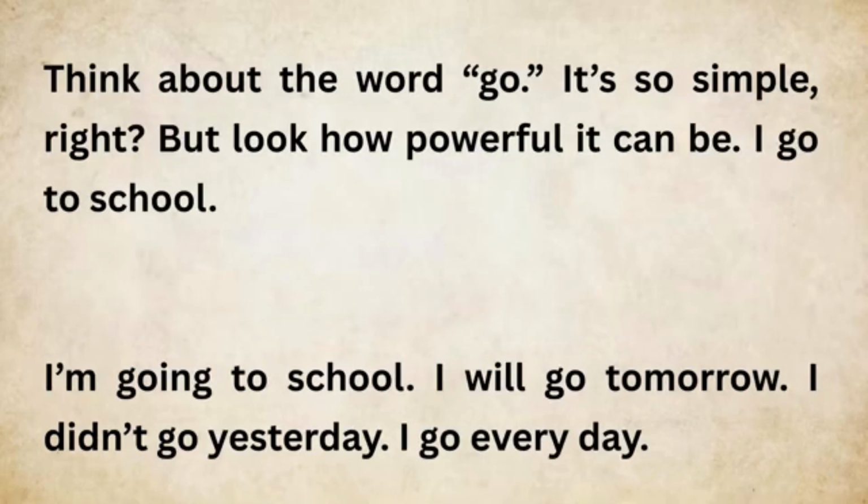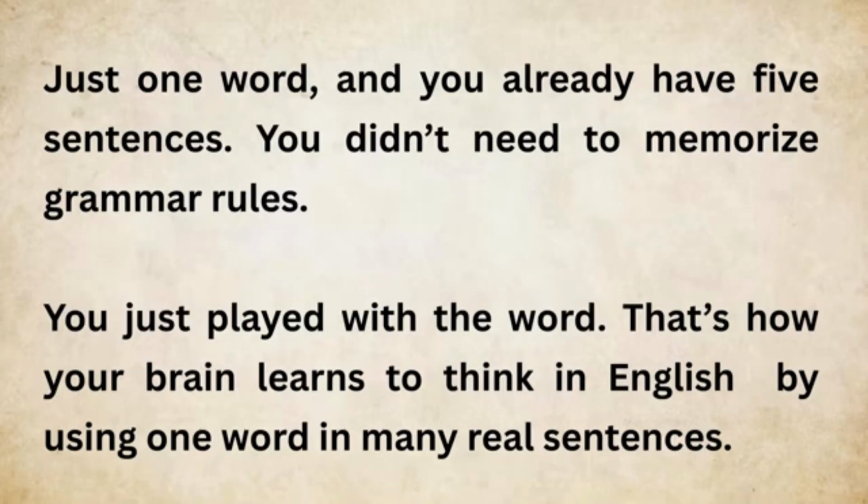Think about the word go. It's so simple, right? But look how powerful it can be. I go to school, I'm going to school. I will go tomorrow. I didn't go yesterday, I go every day. Just one word, and you already have 5 sentences. You didn't need to memorize grammar rules, you just played with the word. That's how your brain learns to think in English, by using one word in many real sentences.